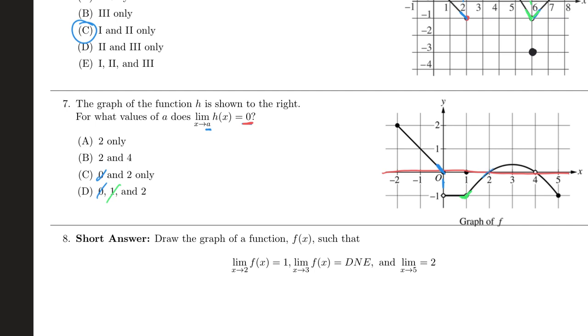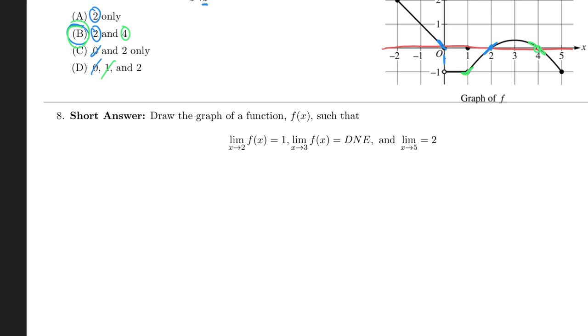At 2, we kind of cross through here, and everywhere around 2, our values are near 0, so this is actually going to be one of our answers. And at 4, the only difference between 2 and 4 is the open circle. But again, we don't care about exactly what happens at 4. Everywhere around 4, we're still near that red line, so 4 also works. So B is our right answer.